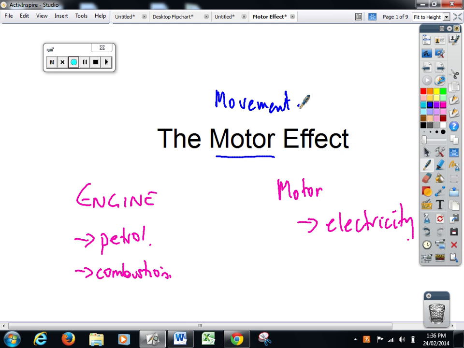Okay. So the motor effect we're about to look at, we're going to do a small demonstration in a few more moments, is how to use electricity to create motion. So, moving on.